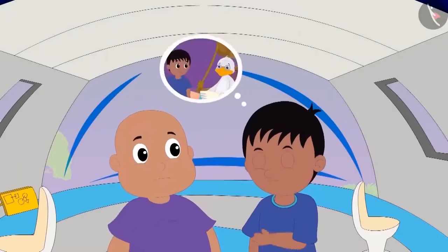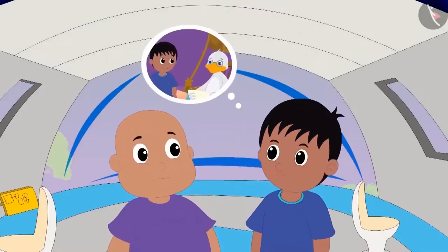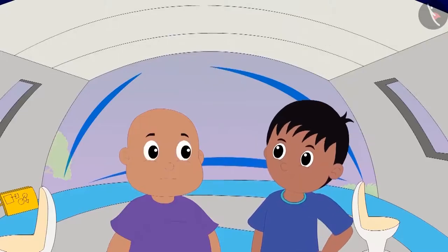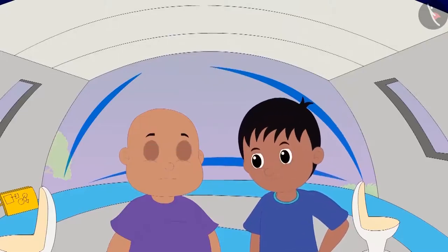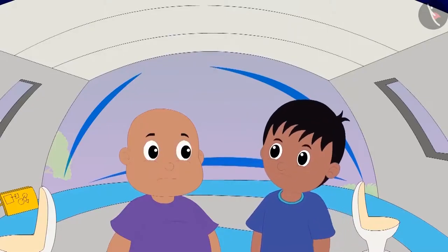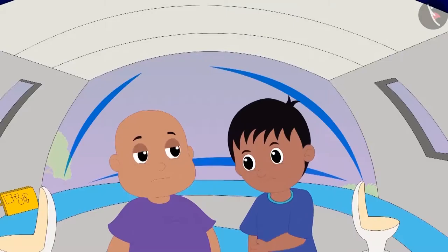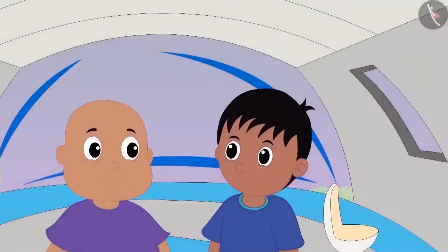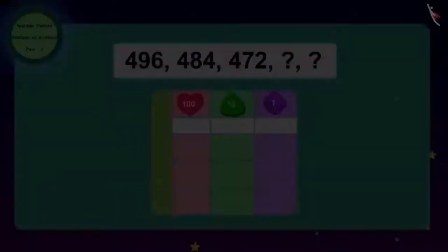Raju suddenly remembered words said by his uncle and he told Bablu that it is not necessary that every number pattern is made by adding some numbers to the first number. Some number patterns can also be made using subtraction. So, what will Raju do now?